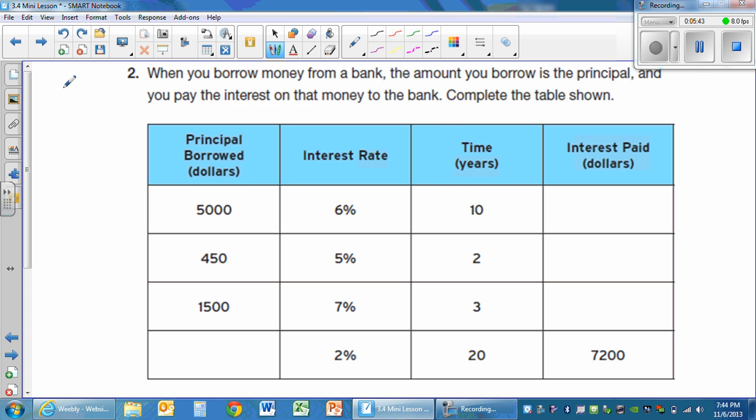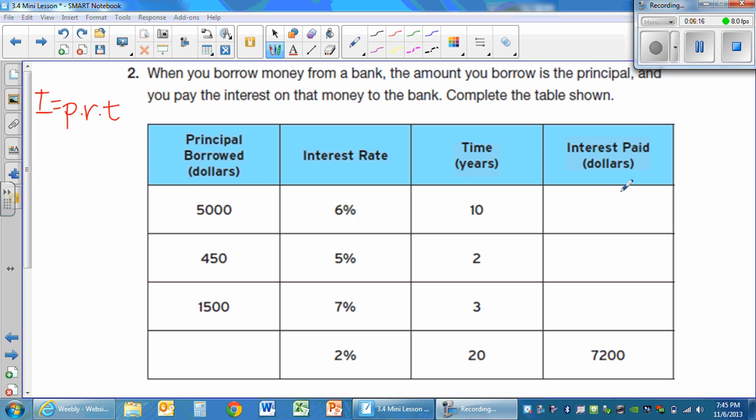Number 2 says, when you borrow money from a bank, the amount you borrow is the principal, and you pay the interest on that money to the bank. Complete the table shown. So this is an example as if you're borrowing money from the bank. They're going to charge you to borrow that money. Okay? We're still going to use I equals P R T.